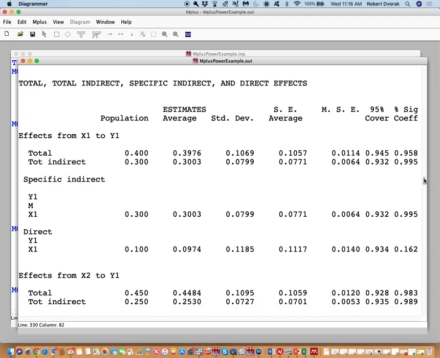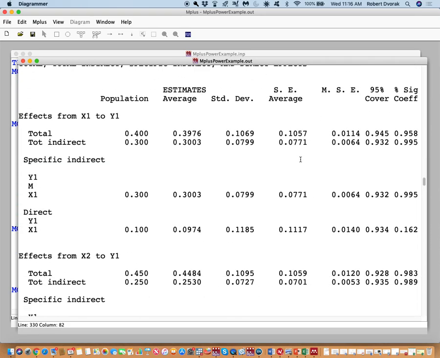So we scroll down here, and from x1 to y1, here's our power to detect the indirect and total effects. Notice that this total effect, even though it's nothing, right? Or at least we're very underpowered for a direct effect, which we expected. We completely expected that to occur. We do have enough power to detect significant indirect effects here.